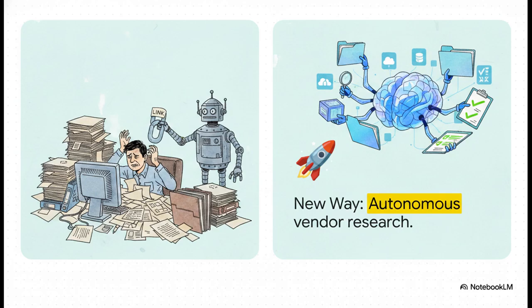But the new way, using a workspace agent, is entirely different. This agent actually takes autonomous action. It researches the requested vendor's capabilities, it compares those options against our internally approved software stack, and then it routes the next steps based entirely on our strict internal policies. It literally does the heavy lifting for us.